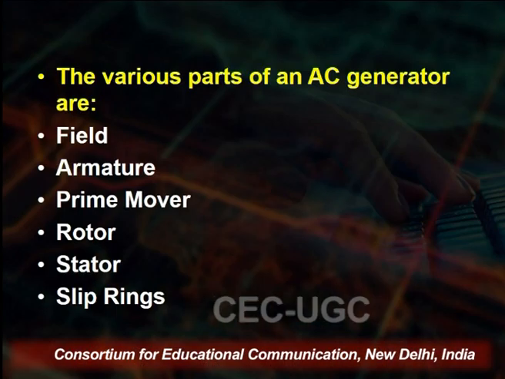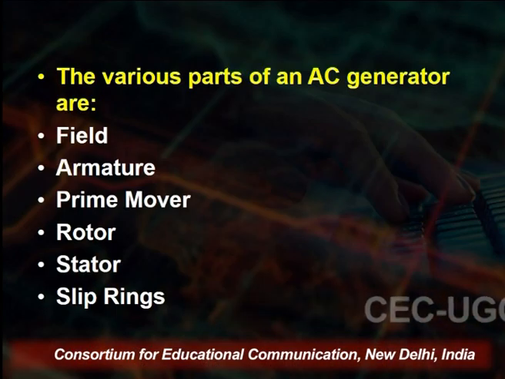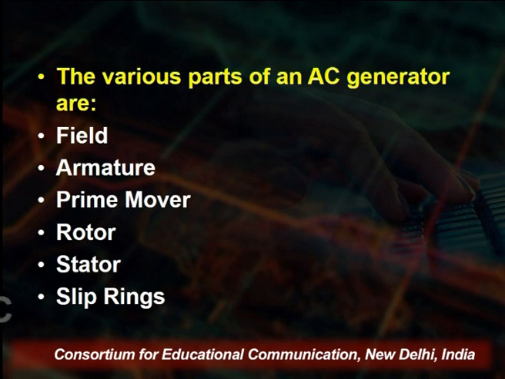The various parts of the AC generator are field, armature, prime mover, rotor, stator and slip rings. The AC generator is also known as the alternator, which consists of several key parts and components that work together to generate electric energy in the form of alternating current, and we will discuss these parts one by one in the next lecture.